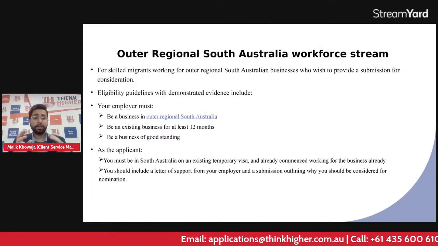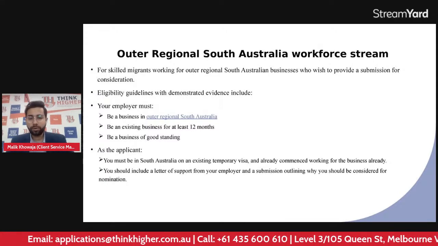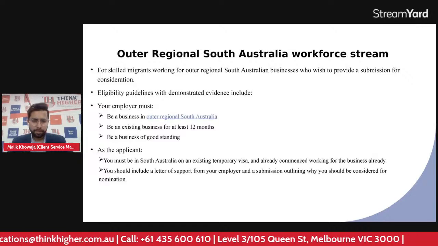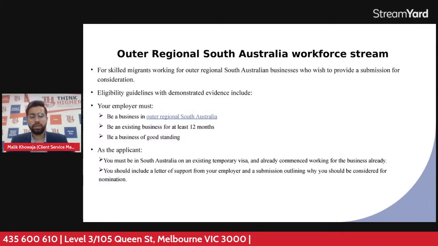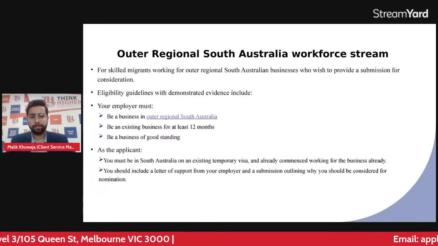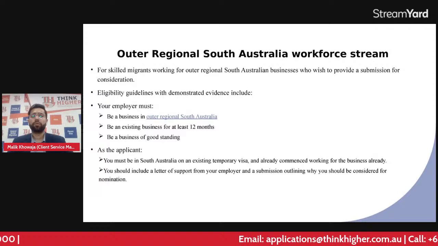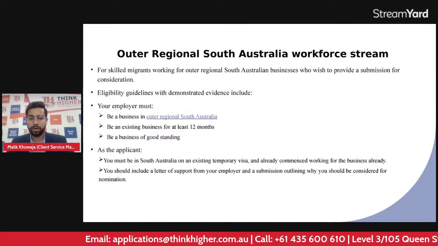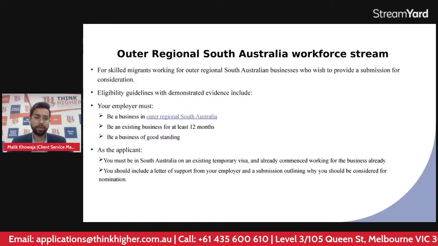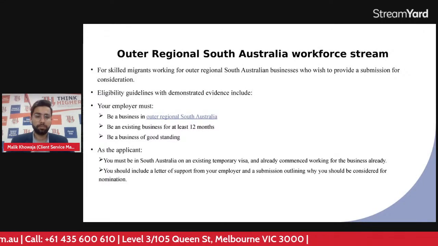Second thing is that in order to apply for this stream, you must have a support letter from the employer outlining the details of why they want you working with them in the future, and why they want you to work with them for the next 1 or 2 years. If they have given you a contract, then why they need this, and why they require this employee in this position.